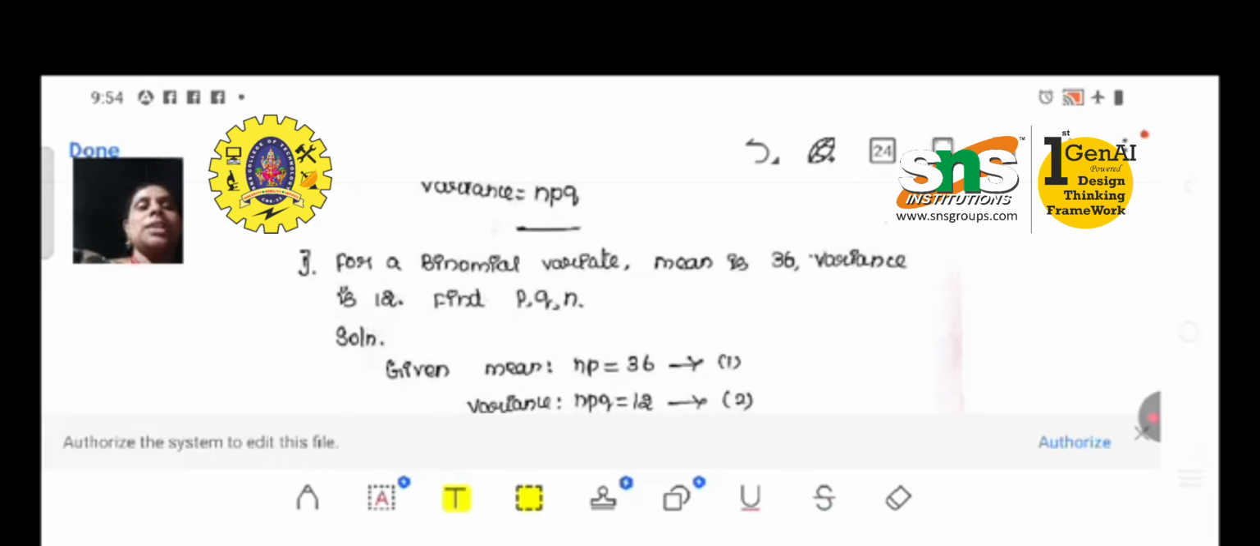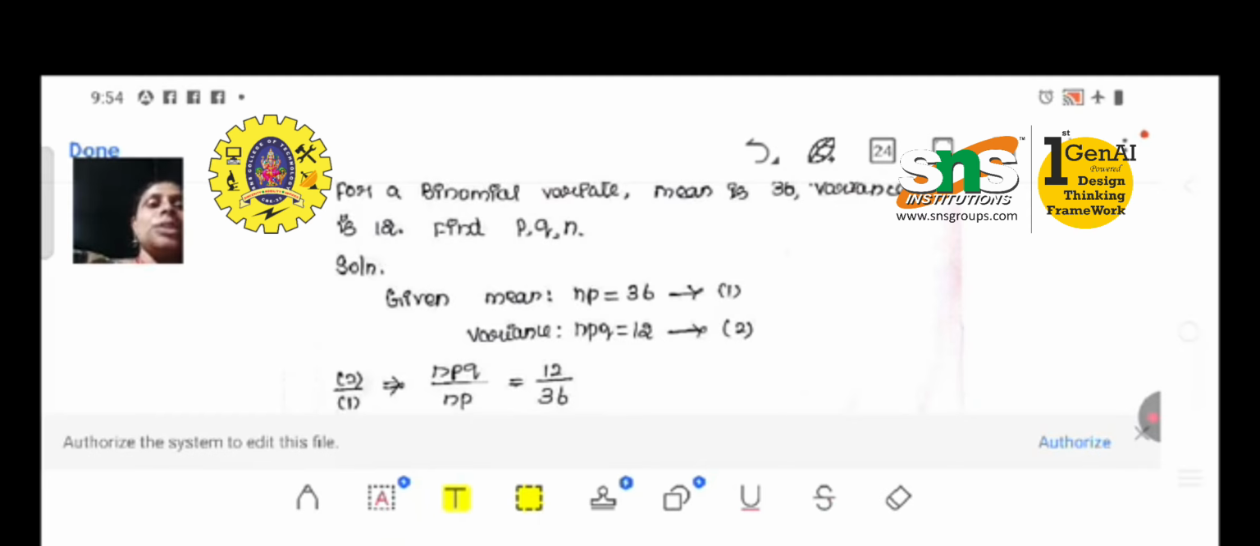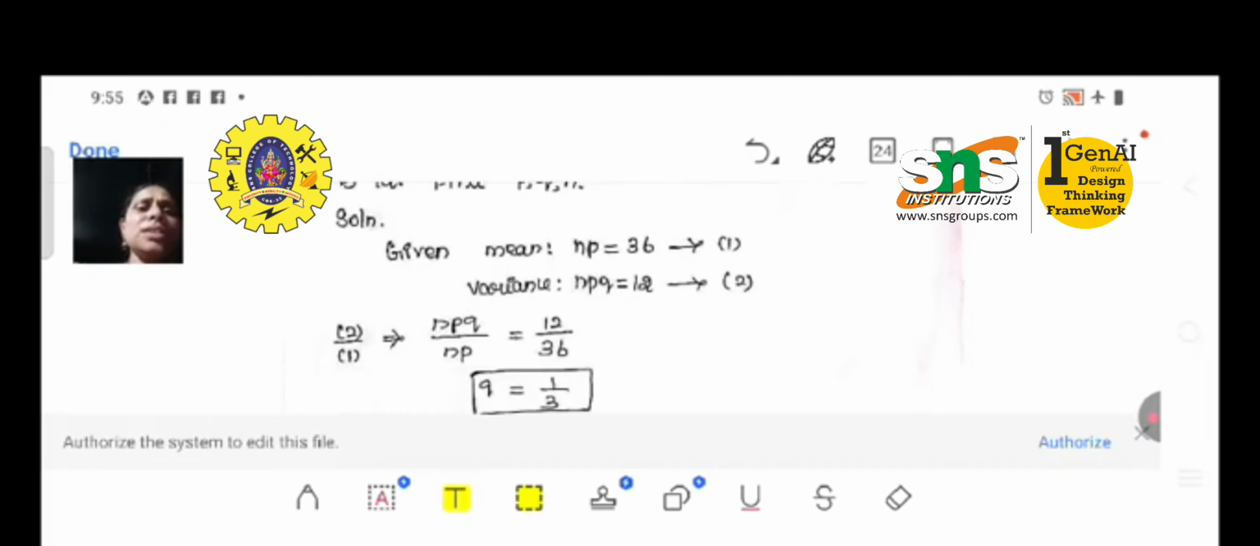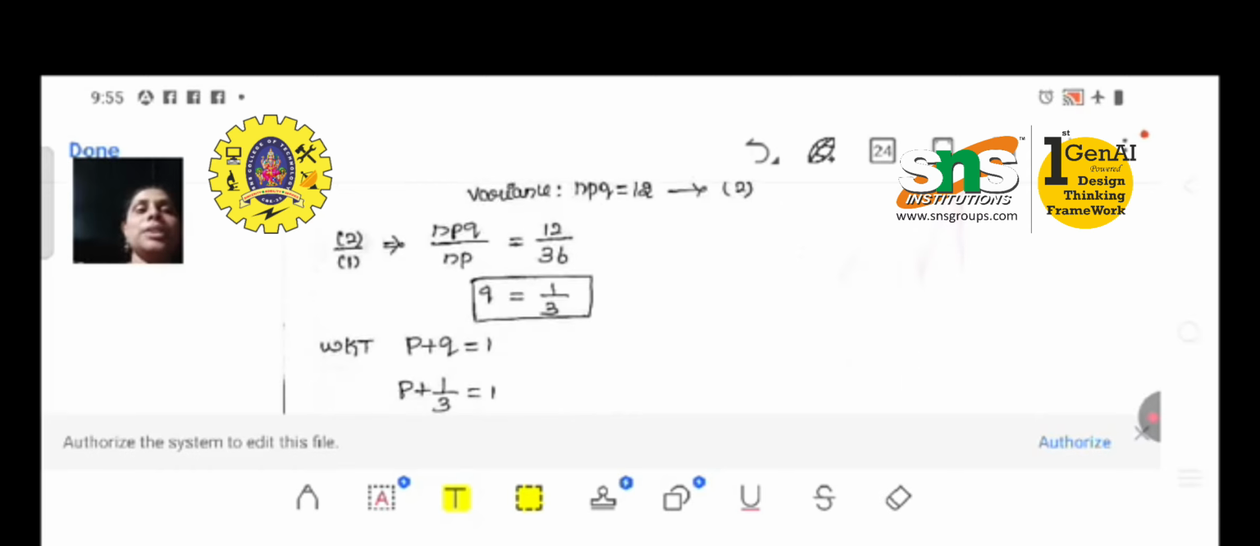Okay, first see the problems. For a binomial variate, the mean is 36 and the variance is 12. We have to find the p, q, n values. Here the mean value np is 36, and the variance npq is 12. Dividing the second equation by the first, we get the value of q. The q value is 1 by 3.